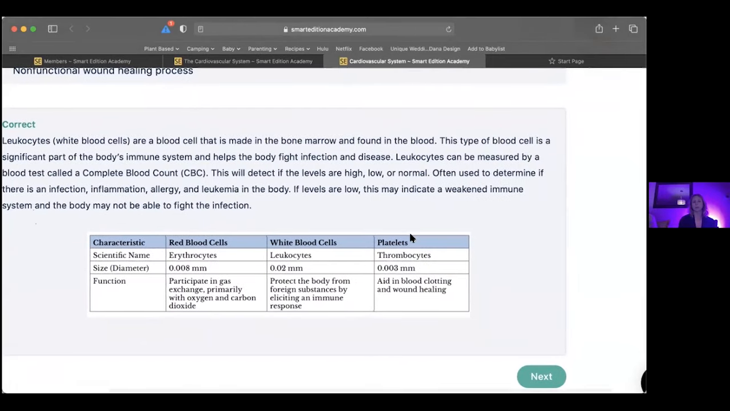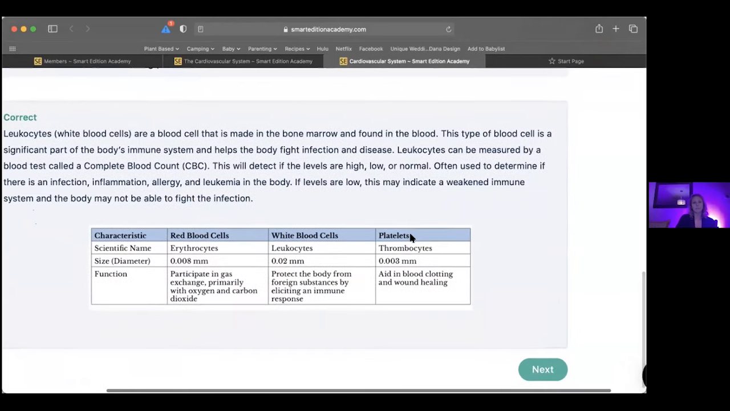So leukocytes, which are white blood cells, we will also talk about this a little bit later. These are blood cells that are made in the bone marrow and found in the blood. This type of blood cell is a significant part of the body's immune system and helps the body fight infection and disease. Leukocytes can be measured by a blood test called a complete blood count, also known as the CBC. This will detect if levels are high, low, or normal. It's often used to determine if there's an infection, inflammation, allergy, or leukemia in the body. If levels are low, it may indicate a weakened immune system and the body may not be able to fight the infection.